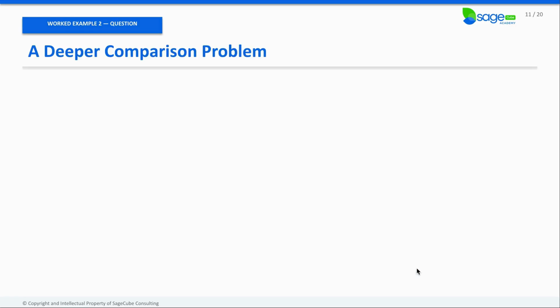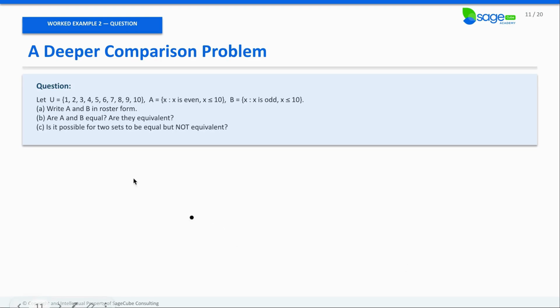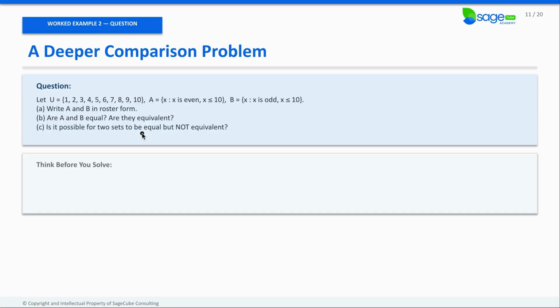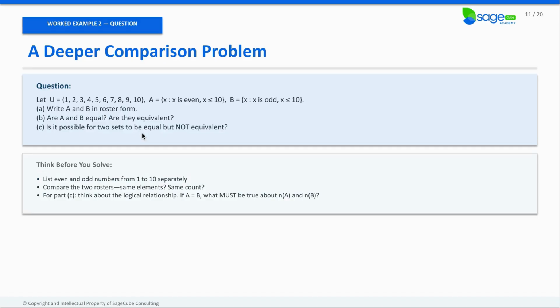Let's look at a deeper comparison problem. So here we have our universal set, right, being 1 through 10. Then A is the set of all x such that x is even, but x is less than or equal to 10. Same goes for B, but B is odd, not even. Okay, so we are going to write our A and B in roster form and find if they are equal or equivalent. Then, is it possible for two sets to be equal but not equivalent? So always make sure you think before you solve. You're going to list your even and odd numbers separately, compare them, then answer some questions. Let's do this together.